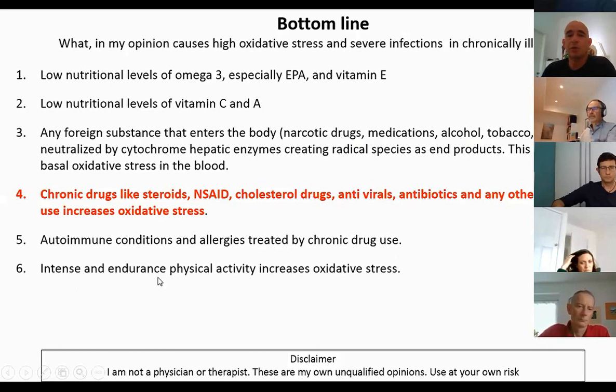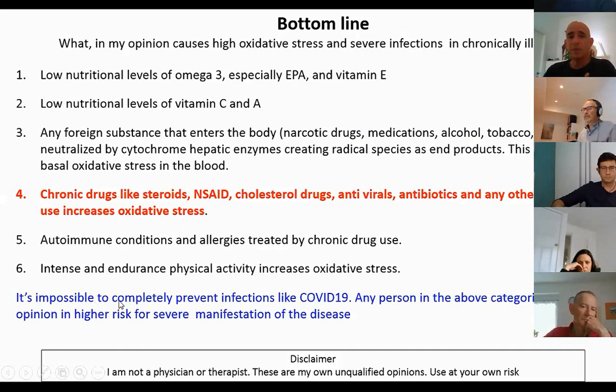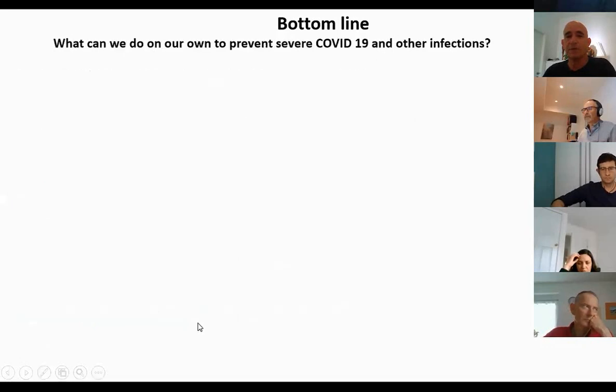intense and endurance physical activity increases oxidative stress. So if you're a football player, if you're a swimmer, if you're a marathon runner, you are more prone to this because you have much higher oxidative stress. This is also well known, and we've seen already that sports athletes have more severe COVID-19. Now, it's impossible to completely prevent infections like COVID-19, and any person in the above category is, in my opinion, at a higher risk for severe manifestation of the disease.